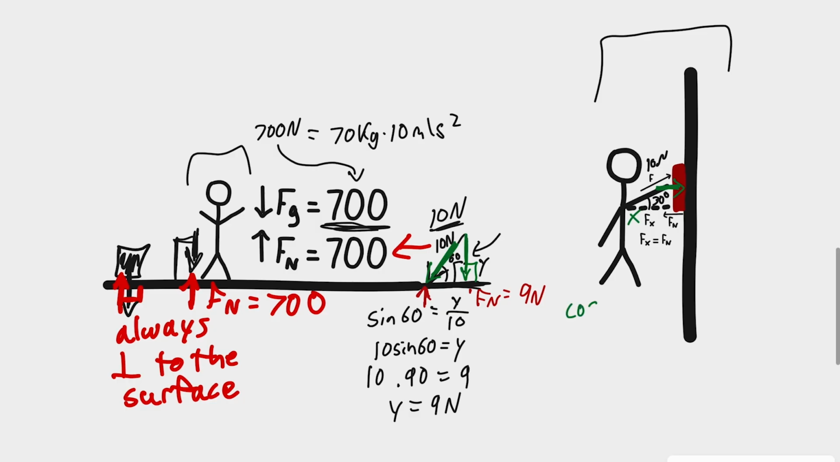We use cosine to find that adjacent side, so we do cosine of 30 is equal to x over 10 newtons. Cosine of 30 is about 0.9, so once again we do 10 times 0.9 is equal to x. X is equal to 9 newtons. That means that the normal force pushing against that book is equal to 9 newtons because that is equal to the component of that pushing force that is perpendicular to the surface.